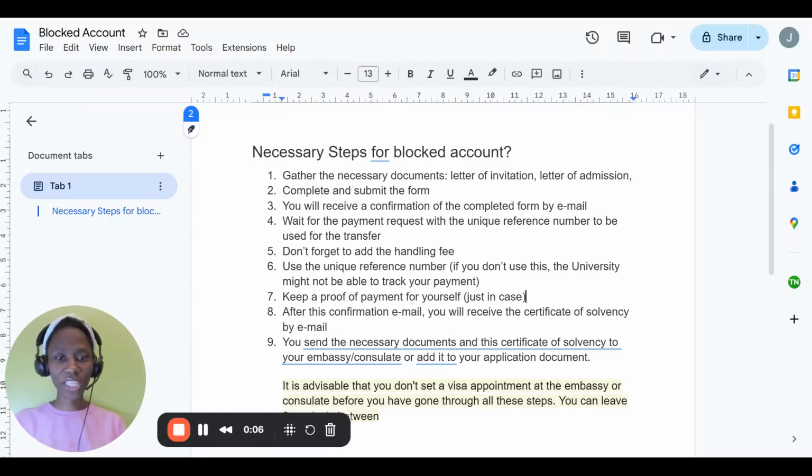Today I would quickly be taking you through the process of blocked account. It's important that we discuss this because last week we talked about partial funding, but today I decided to talk about blocked account because this process of verifying funds is becoming increasingly common in the European Union, especially when it comes to Germany and Belgium. So if you are thinking about applying to Germany, Belgium, and even other European countries that use blocked account, please listen and watch this video till the end.